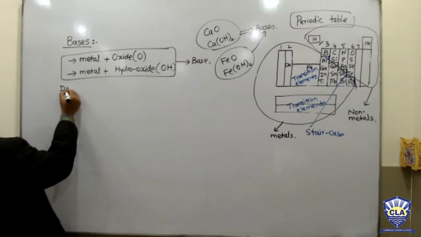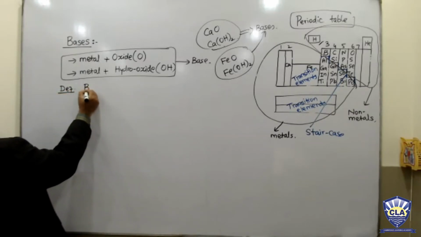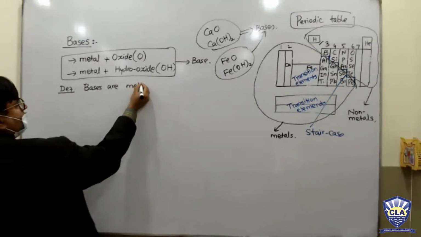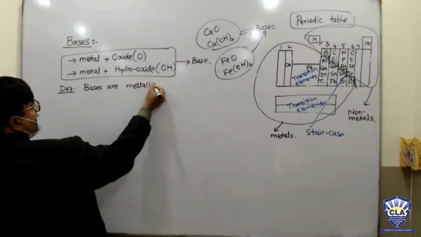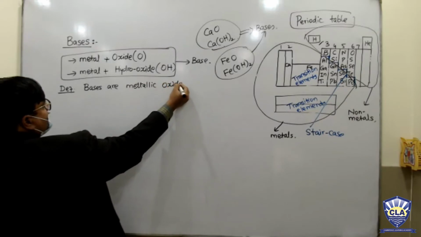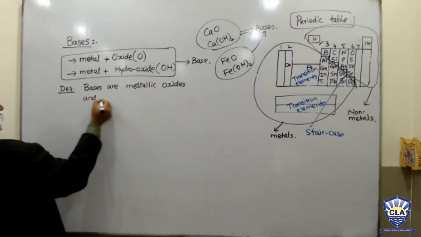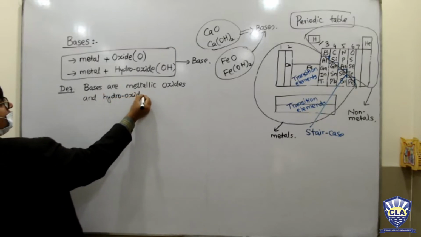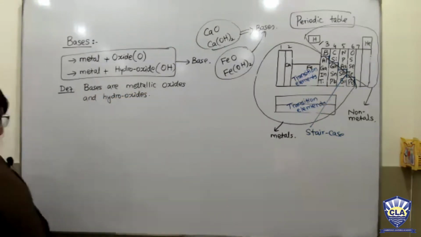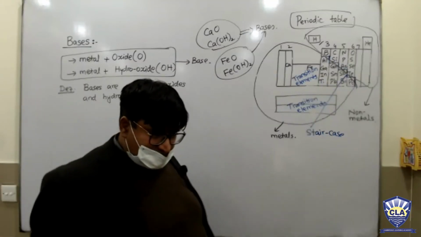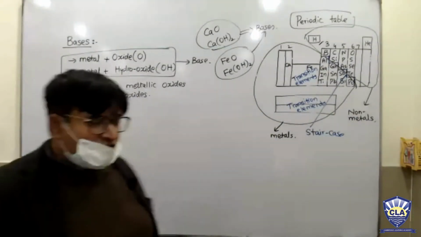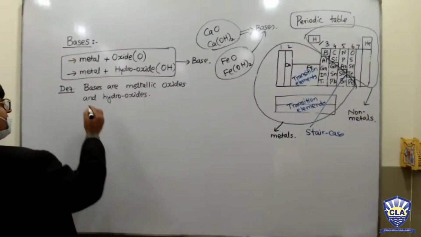So bases are metallic oxides and hydroxides. Is it clear, my dear? Yes, sir. Okay. Now we are going to move towards the next thing.